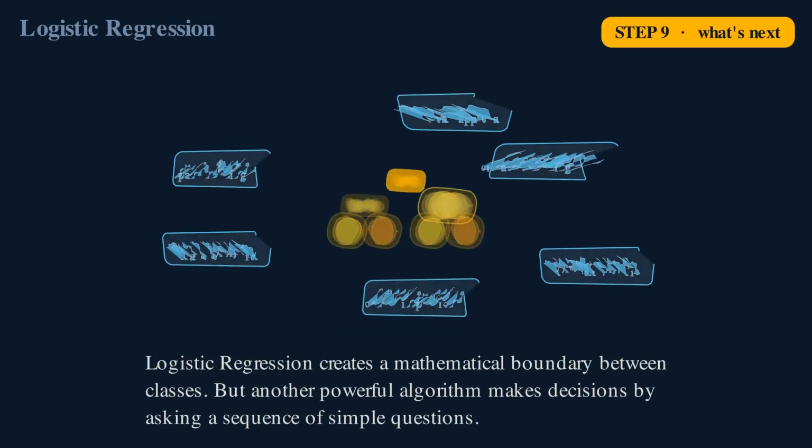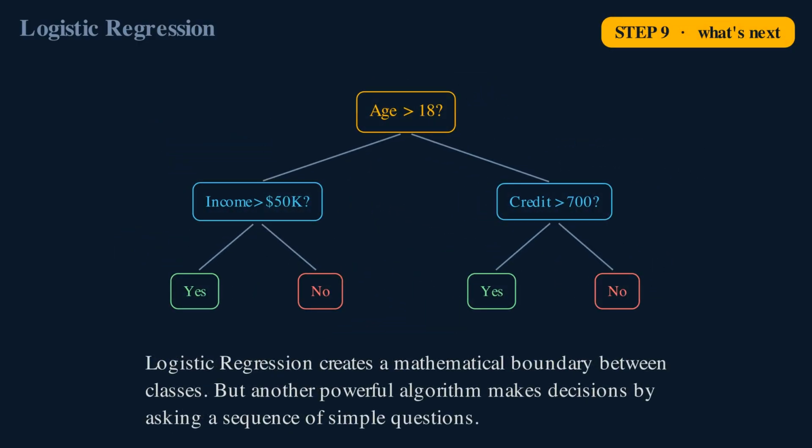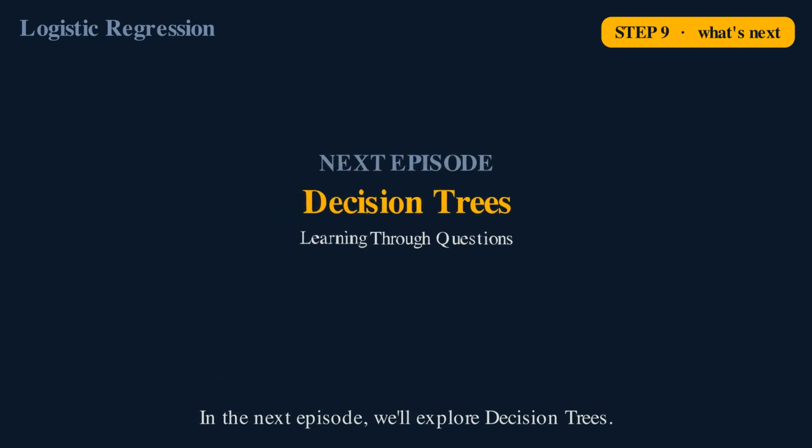Logistic regression creates a mathematical boundary between classes, but another powerful algorithm makes decisions by asking a sequence of simple questions. In the next episode, we'll explore decision trees.